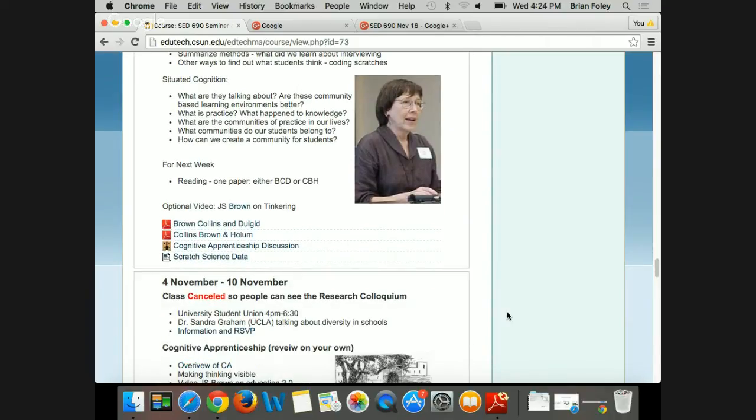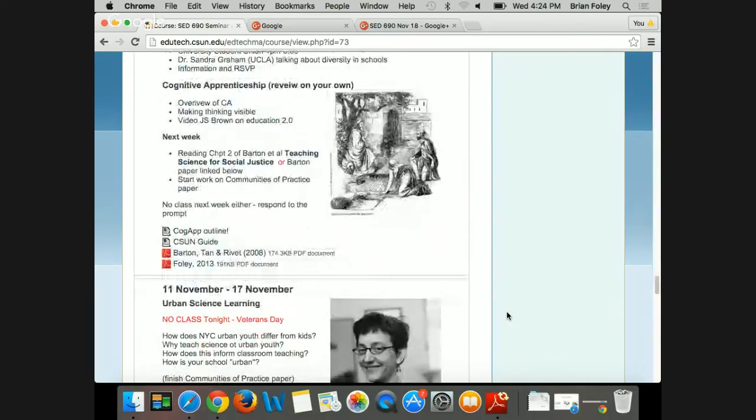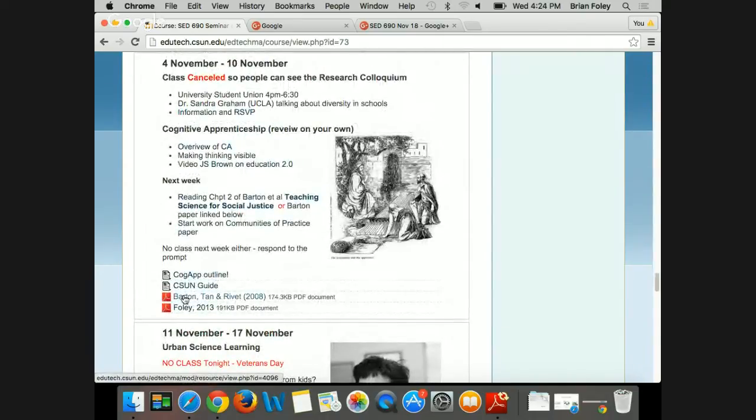And then the next thing was that we didn't have this class, so we got to think about it. And we also got to read, and there was a reading in Teaching Science for Social Justice. You could either read from this book, which is linked on here, or read this paper here. How many people read the book? Chapter 2 from that book has sort of a case study in it. So you read it? Thank you.